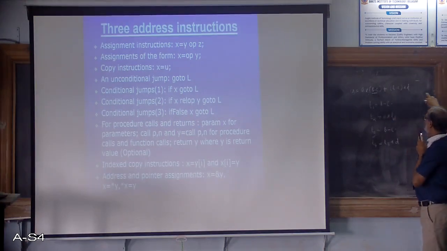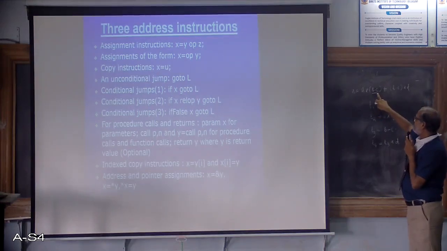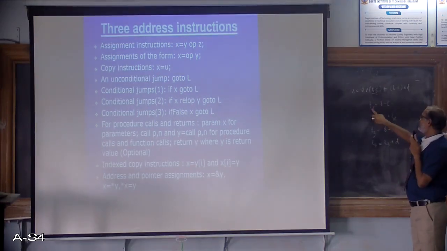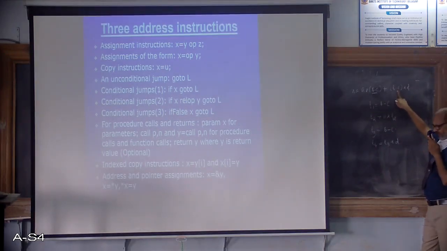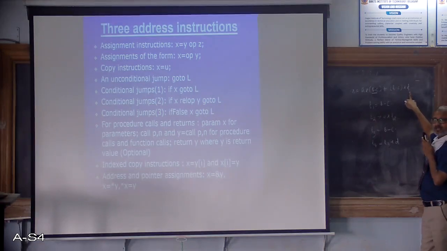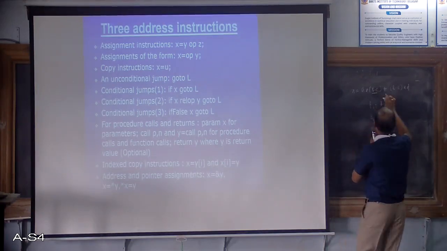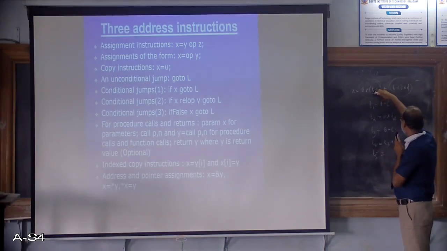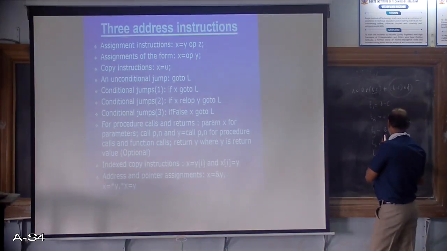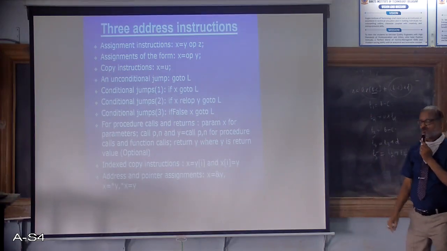If you scan the whole source expression, this is evaluated first in some temporary, next this is evaluated, next this is evaluated, and next this is evaluated in some temporary. Then finally, I can have t5 equal to this value plus this value. This value is stored in t2 and this value is stored in t4. So t2 plus t4 is my three address code for this.